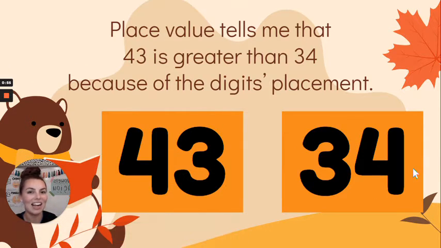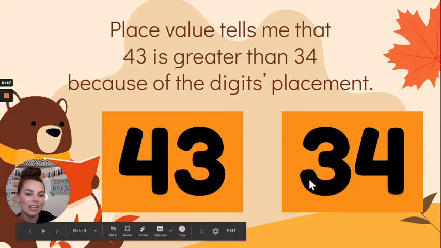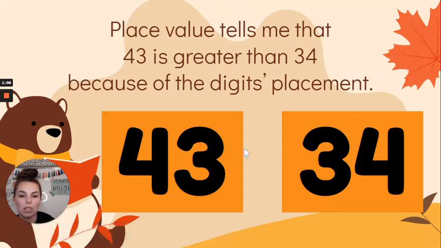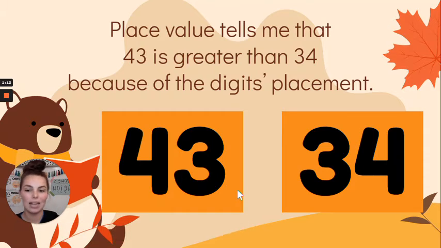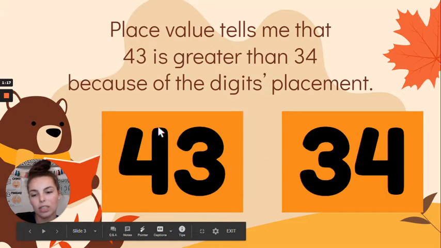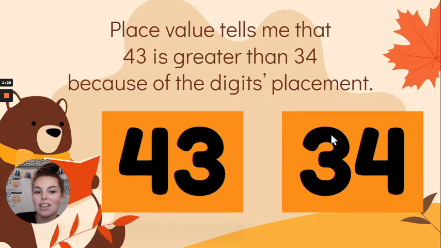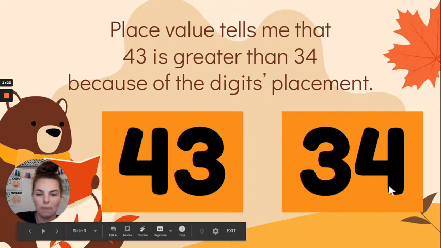Well, now that you've thought about it, I see that the 3 is in a different place on both of the numbers. They're just switched. So the value, the amounts of a number depends on which place that digit is in. Our digits are 0 all the way to 9, and we can put them in different orders. So this tells me that 43 is greater than 34.